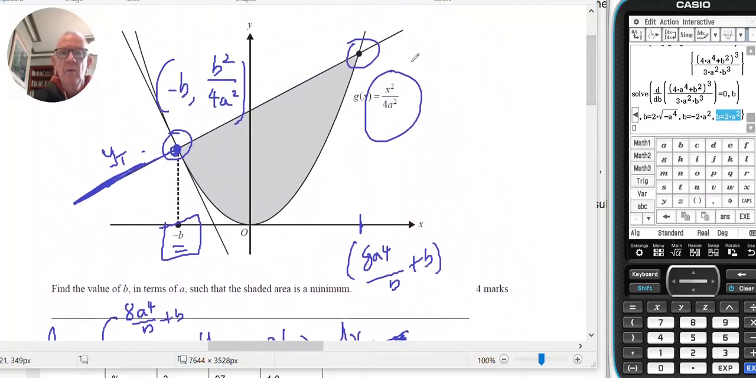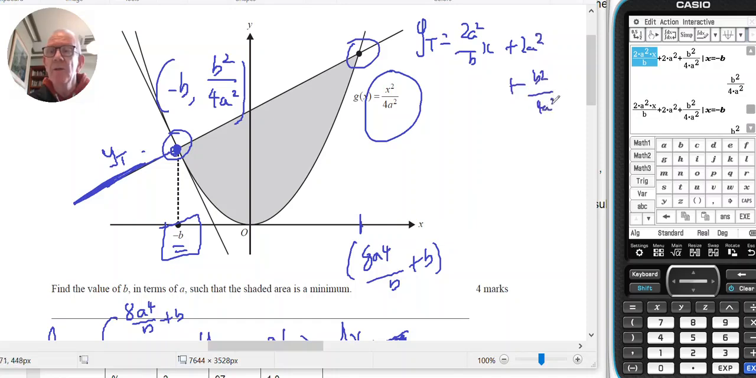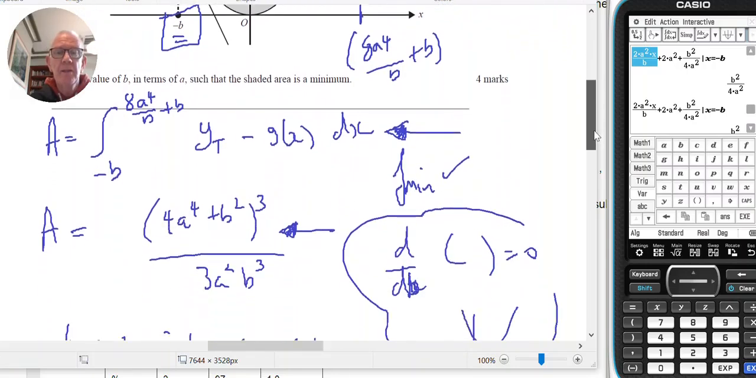So I'd like to write y of t equals, and I'd like to write that derivative, that tangent out, just in case there's a mark associated with it, and there's my tangent there. So I've got 2a squared on b times x, because that's the only bit that's got an x in it. Then plus 2a squared plus b squared on 4a squared is the tangent line. And that's question 1.